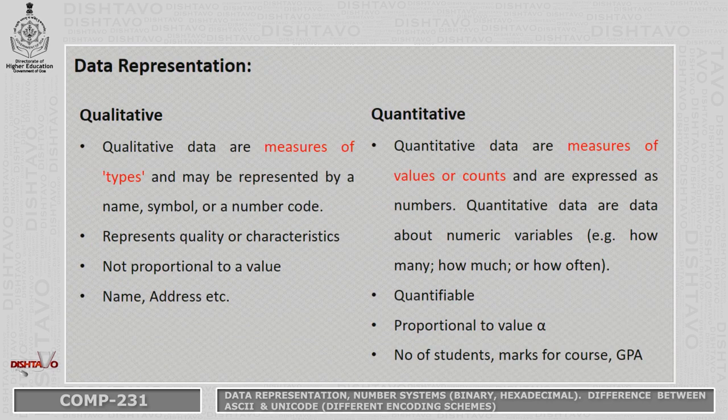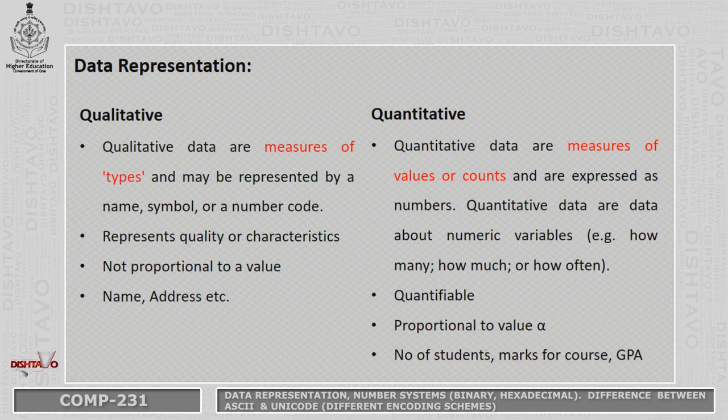So what is the difference between qualitative and quantitative data? Qualitative data are measures of types and may be represented by name, symbol or number code, like name of students, address of that student, or mobile number. All these are qualitative data.